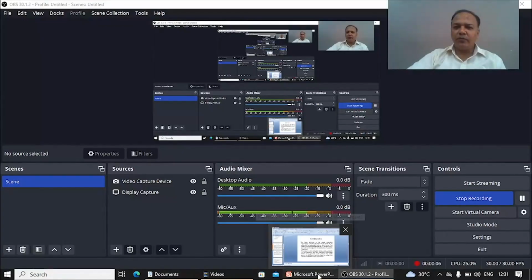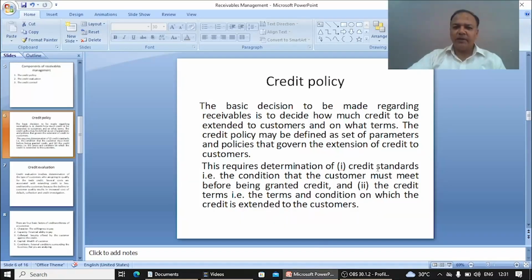The meaning of credit policy. The basic decision to be made regarding receivables is to decide how much credit to extend to customers and on what terms. The credit policy may be defined as a set of parameters and policies that govern the extension of credit to customers.